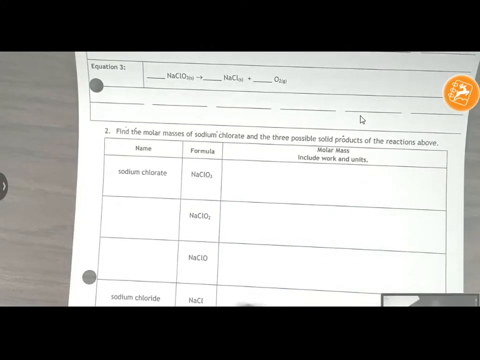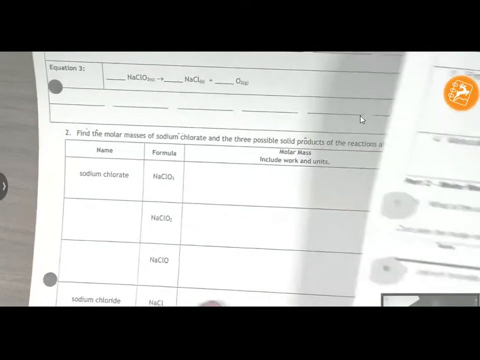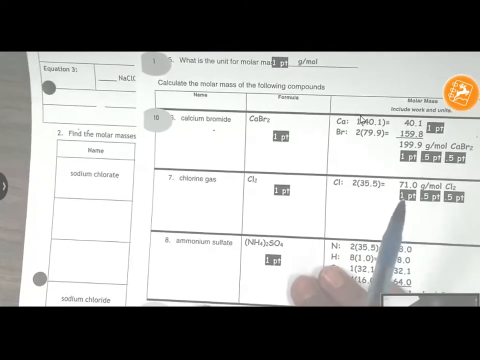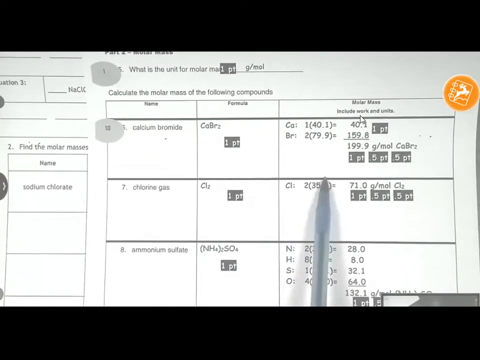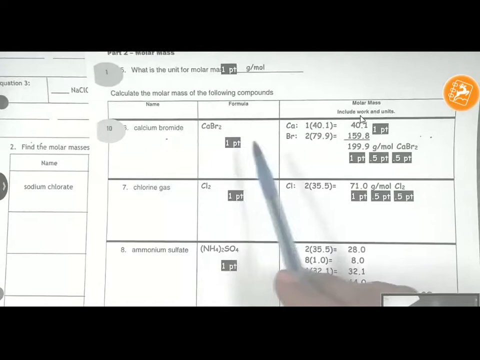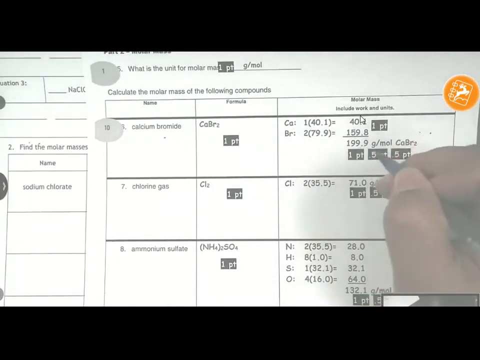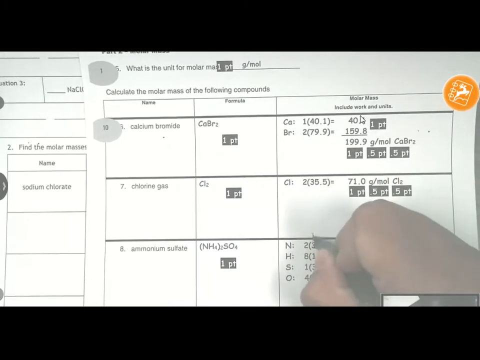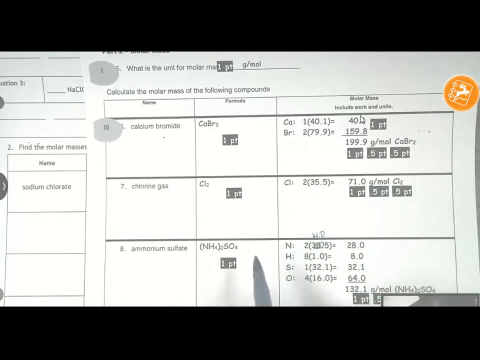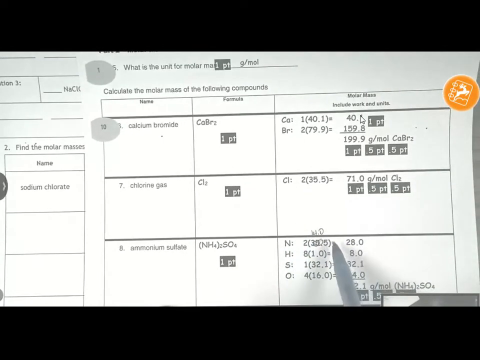Now, I'm going to use my review from chapter 10 so that you know what I expect for work here. Here is a review from chapter 10. Here's the name, formula, work. This is what I expect for work. There was a typo here, so let me just change that. But what you want to do is show how many atoms you multiplied by the molar mass on the periodic table to get the total.